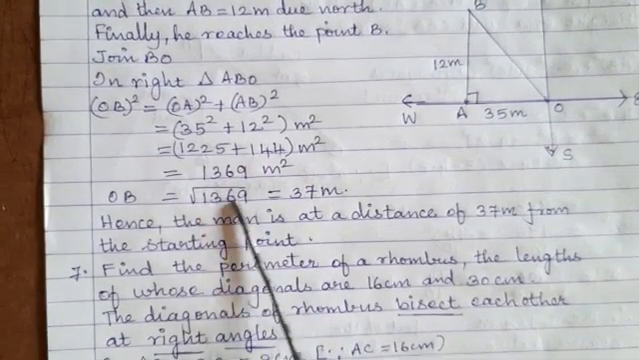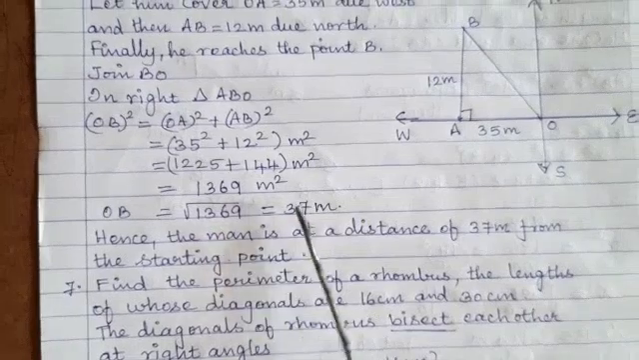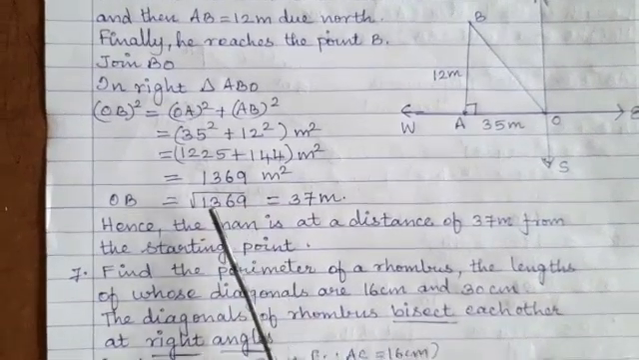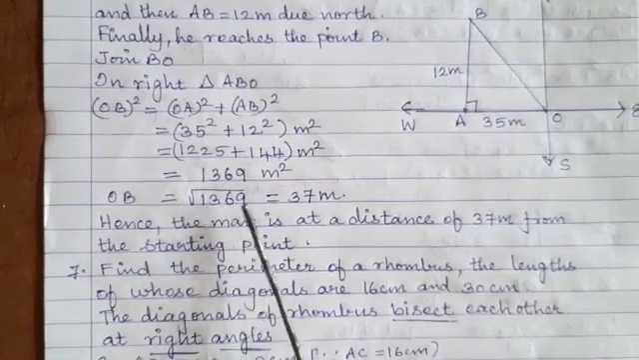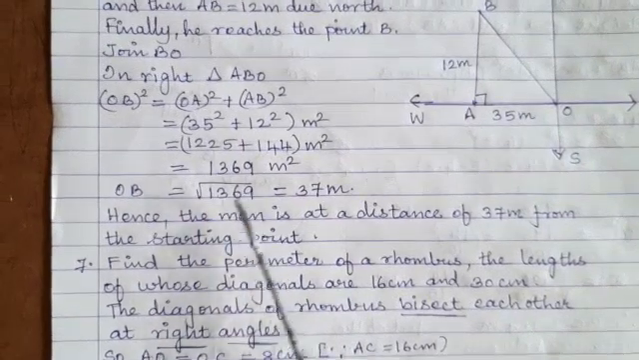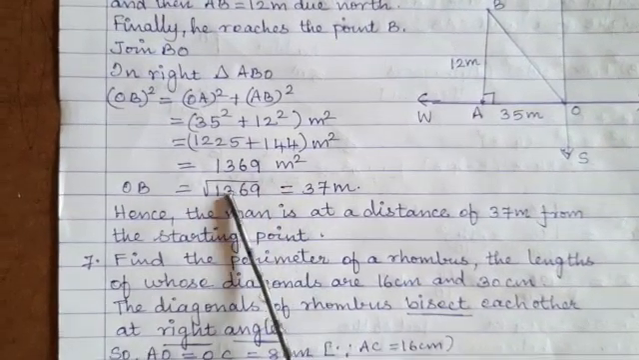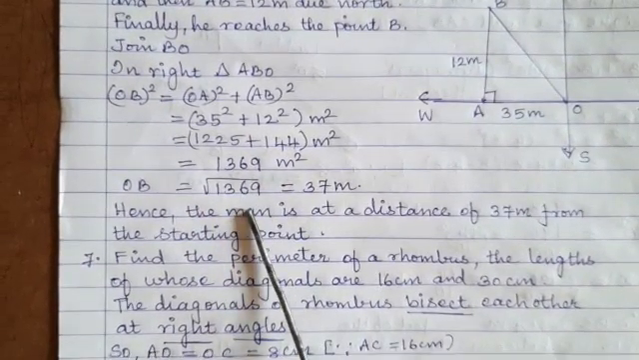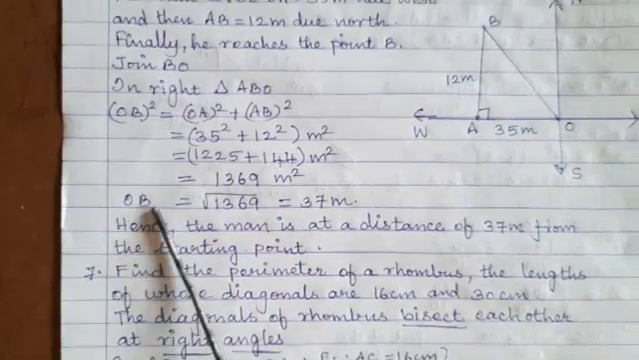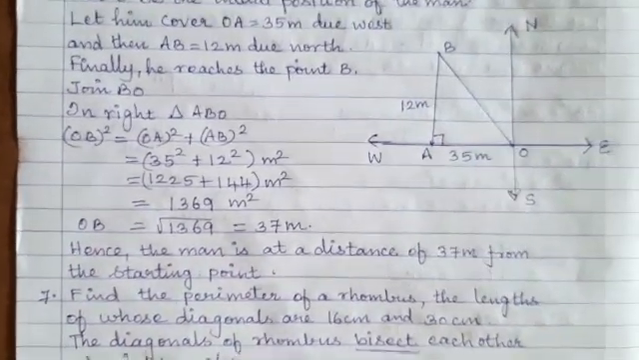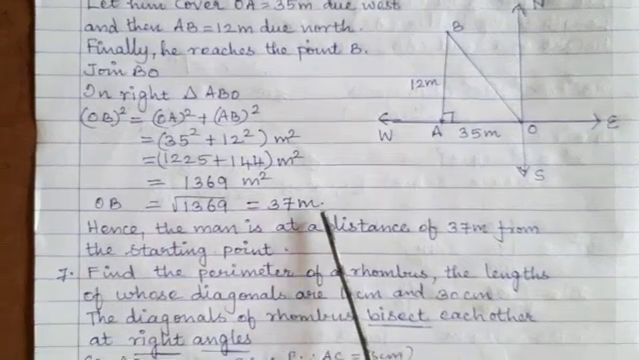Then you will write the prime factors here, that is 37 into 37, which is a prime number. So 37 into 37, there are two 37s under the square root. Out of these two, you will take one outside, that is 37. So OB is the hypotenuse. So OB equal to 37 meter.